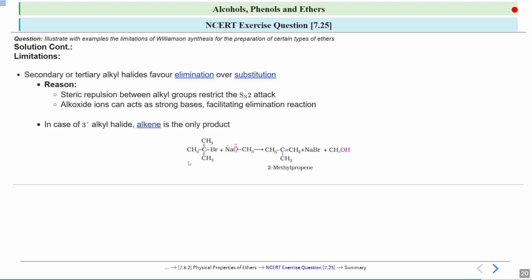So if this is a 3-degree alkyl halide, elimination will be favored and an alkene will be formed. The NaOH, which acts as a base over here, will abstract one of the H from this methyl group, this bond will come down and the bromine will leave. So it will form a carbon-carbon double bond. You will see an alkene is formed and you will get CH3OH, that is CH3 from here, O and H from any of this methyl group. So you will get an alkene in this case. So this was the limitation.